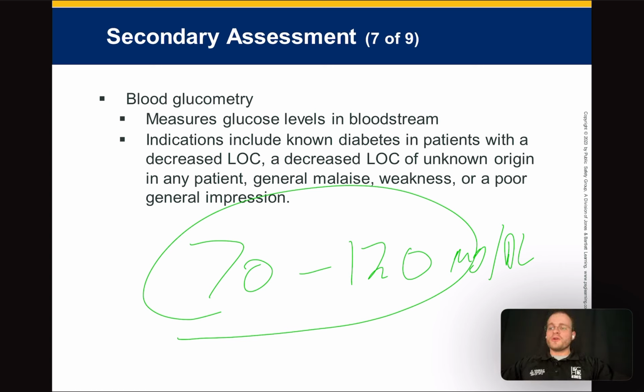And so what we do is we poke someone's finger with a lancet and we extract some capillary blood, like a drop of blood, and we dip a test strip on there with the glucometer. And within about 3 seconds, it'll tell us how much glucose is within that blood sample. And so we use this for diabetics and altered mental status, and it's really, really helpful.